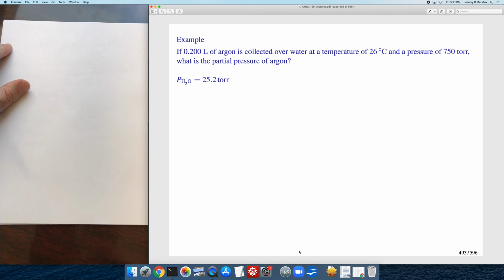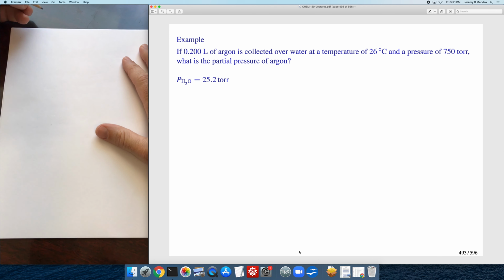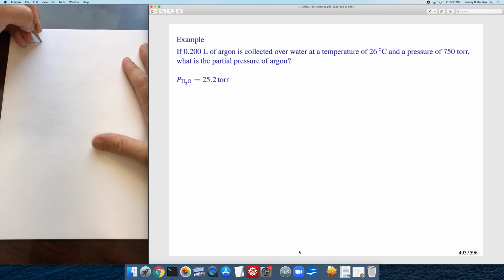So here we've got some argon gas. 0.2 liters of argon has been collected over water at a temperature of 26 degrees Celsius and a pressure of 750 torr. What is the partial pressure of the argon? And so we want to take into account the fact that we've got both argon and water vapor in this gaseous mixture. The total pressure of the mixture, P total, is given to us. It's 750 torr.